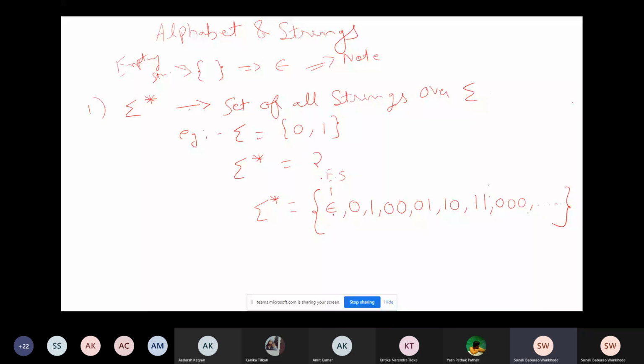So this is what I'm getting as the answer here. I'm having epsilon, 0, 1, 0, 0, I can have 0, 1, I can have 1, 0, all the combinations of ones and zeros, and the occurrences of zeros and ones also. So this is your sigma star, which means the set of all strings over sigma. Okay, is this clear?